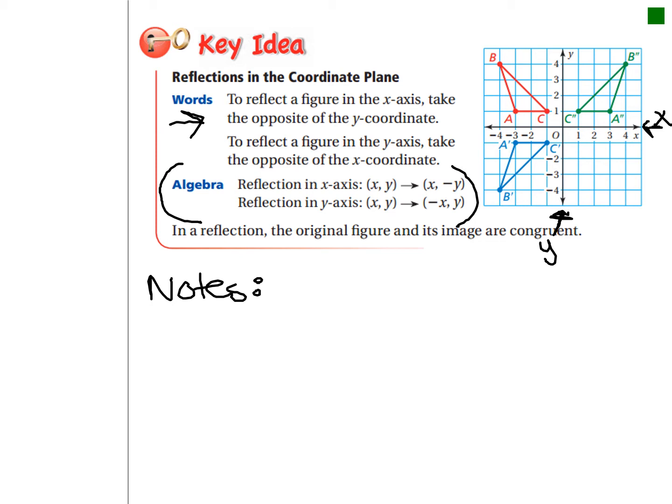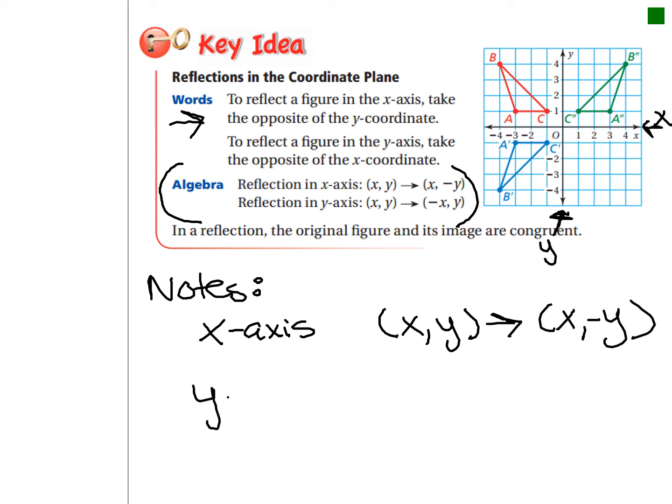So when we're reflecting a figure in the x-axis, you're going to fold your paper hot dog style, no, hamburger style. You're going to be flipping into the quadrants above or below the figure. So x-axis, you're going to take the opposite of the y. So super important we know this algebra. Here's what I should be seeing in your notes.